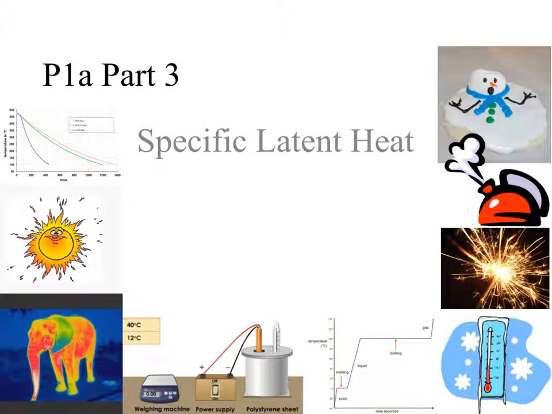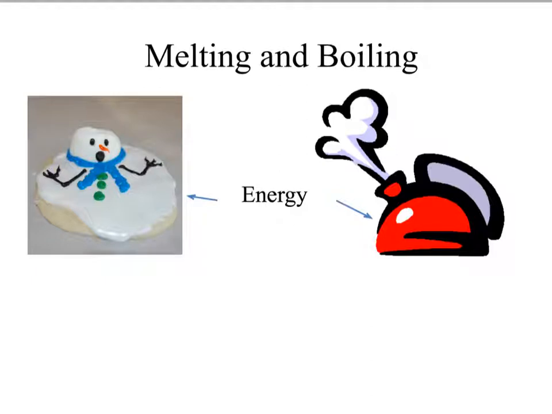This is a revision tutorial for OCR Gateway Physics. We're looking at specific latent heat, which is a section of P1A. So we've talked about raising the temperature of an object. Now we're going to talk about changing state, so melting or boiling. Now to change the state of an object, we need energy.